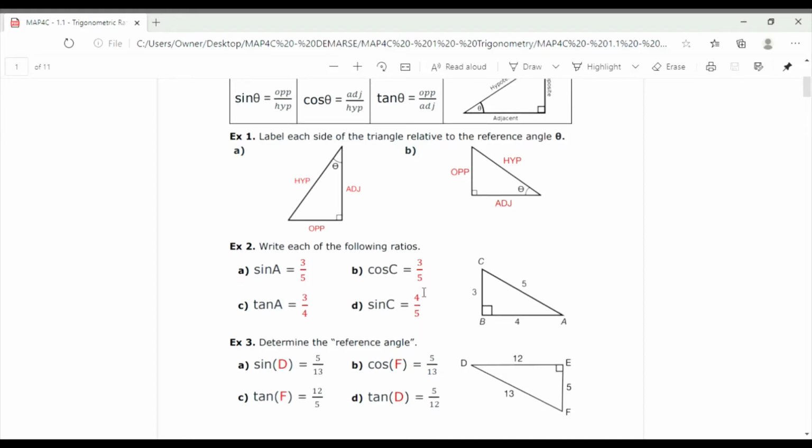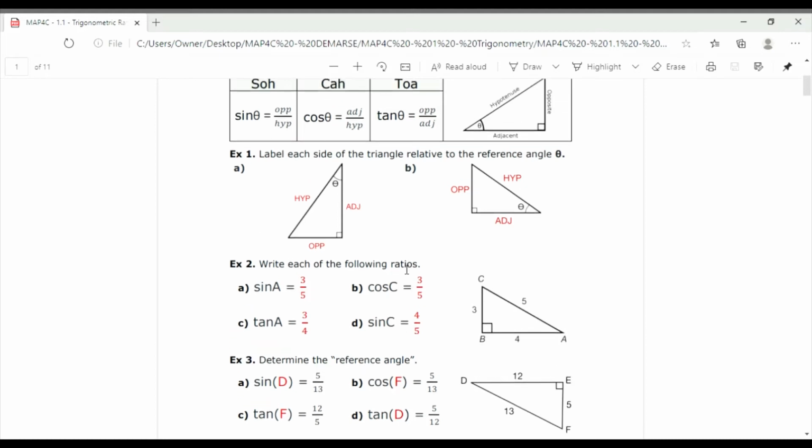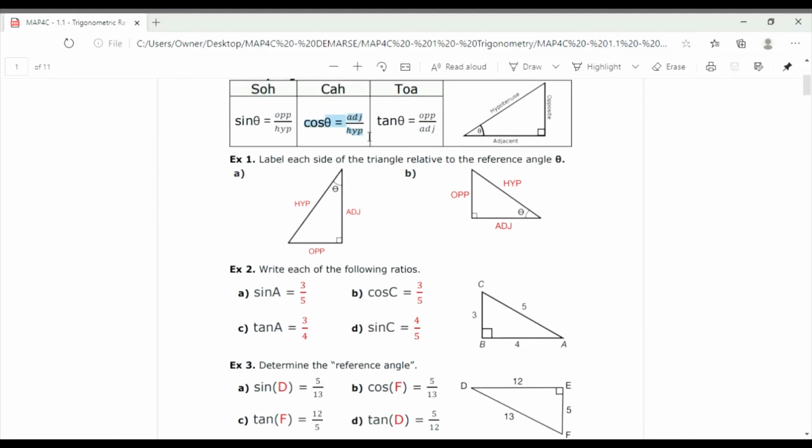Example 2b. What's the value of cos C? Now the formula for cos is adjacent over hypotenuse. What side is adjacent to angle C? Well, the side adjacent to angle C is, again, the side with length 3. Because now we're looking at a different angle. The theta, or in this case C, the angle has changed. 3 is adjacent to angle C.